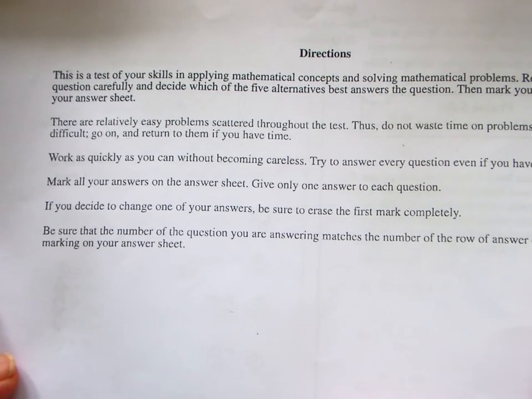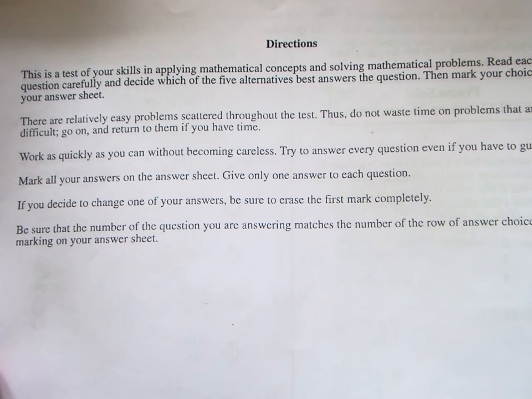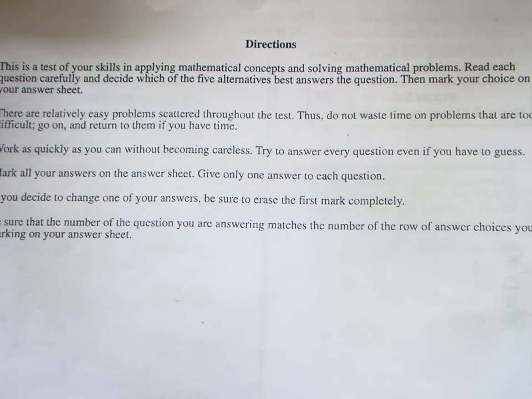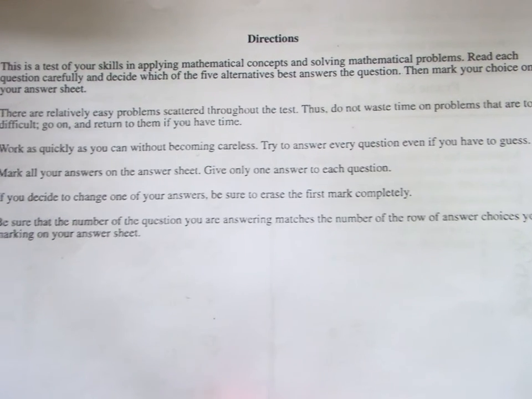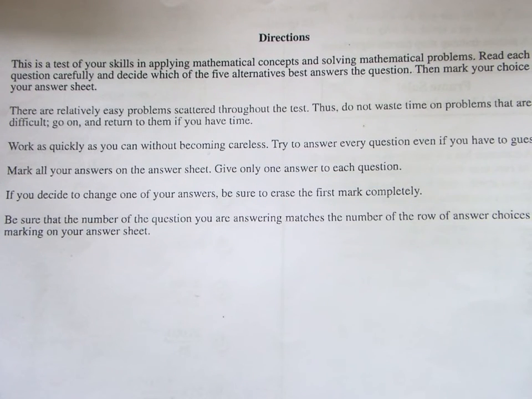This is a test of your skills in applying mathematical concepts and solving mathematical problems. Read each question carefully and decide which of the 5 alternatives best answers the question. See, it's multiple choice, which really is very helpful when you're taking the test, and you'll see why. Then mark your choice on your answer sheet. Now, this is an answer sheet. Of course, when you take the test, you're going to be taking it on a computer. There is no answer sheet. You'll be marking on your computer. So a lot of these directions will not apply.